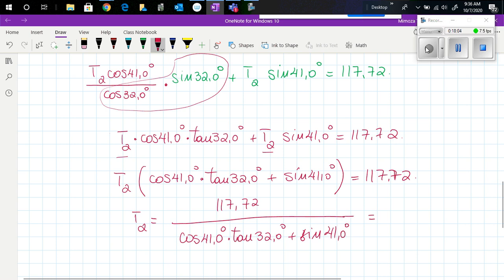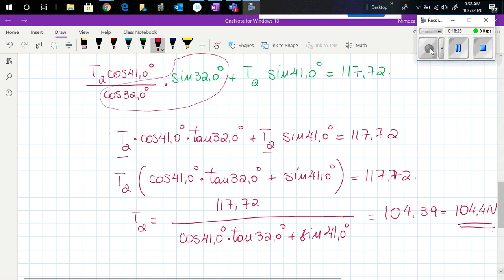And now in your calculator, let's see what T2 is. It's 104.39 or 104.4 newtons, because it's a force. We are talking about T2 as being a force. Okay? Because everyone has this.